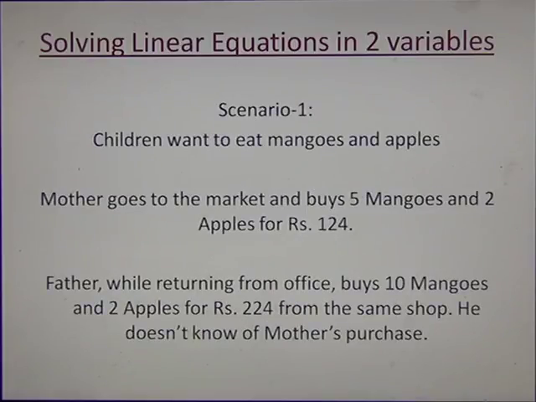So scenario 1. Children want to eat mangoes and apples. So mother goes to the market and buys 5 mangoes and 2 apples and pays 124 rupees. Father, while returning from office, buys 10 mangoes and 2 apples and pays 224 rupees. He buys the fruits from the same shop.